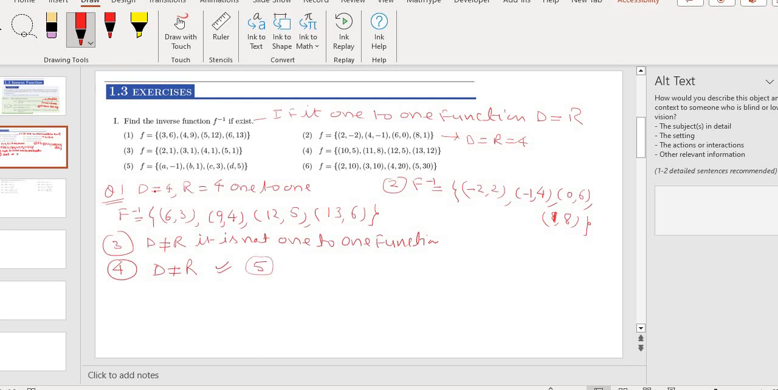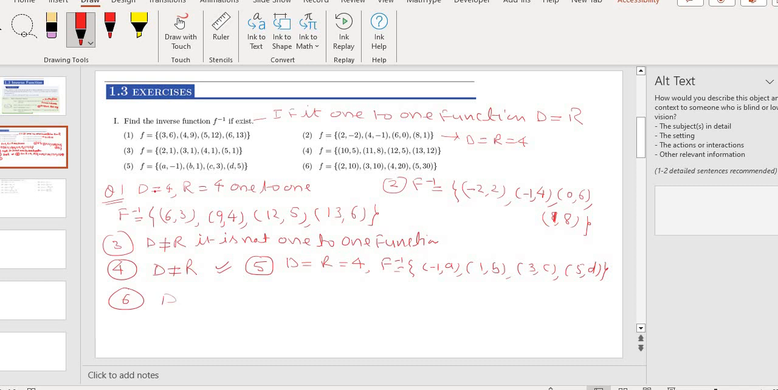Question number 5. A, B, C, -1, 1, 3. The domain is equal to the range, both with 3 elements, so f inverse of question number 5 is equal to {(-1,A), (1,B), (3,C)}. This is the answer of question number 5. Question number 6.